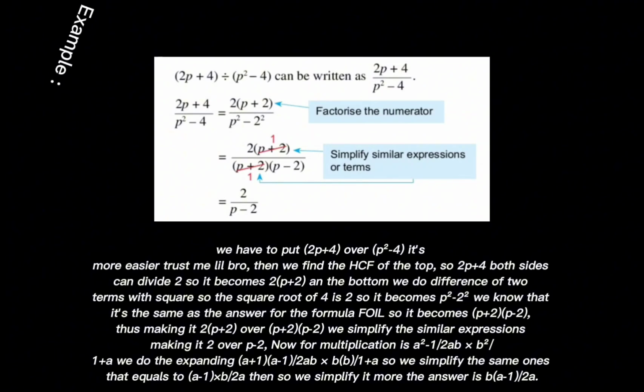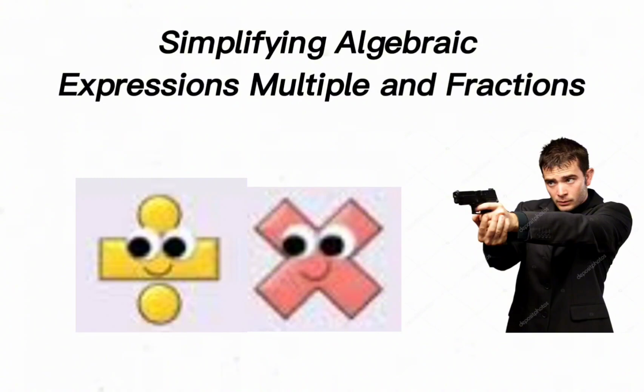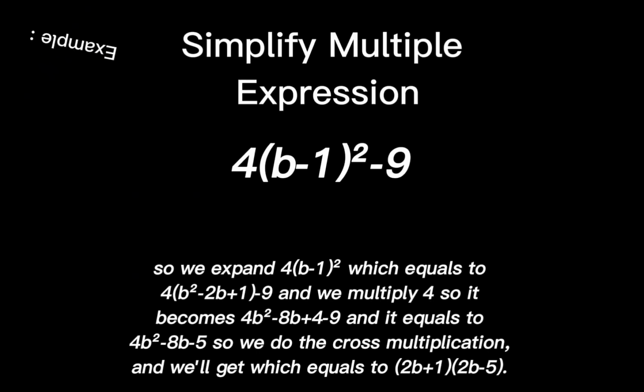Now for multiplication: a squared over 1 slash 2ab times b squared over 1 plus a, we do the expanding, a plus 1, a(1) over 2ab times bb over 1 plus a, so we simplify the same ones, that equals a plus 1 times b over 2a, then we simplify it more, the answer is b(a plus 1) over 2a.